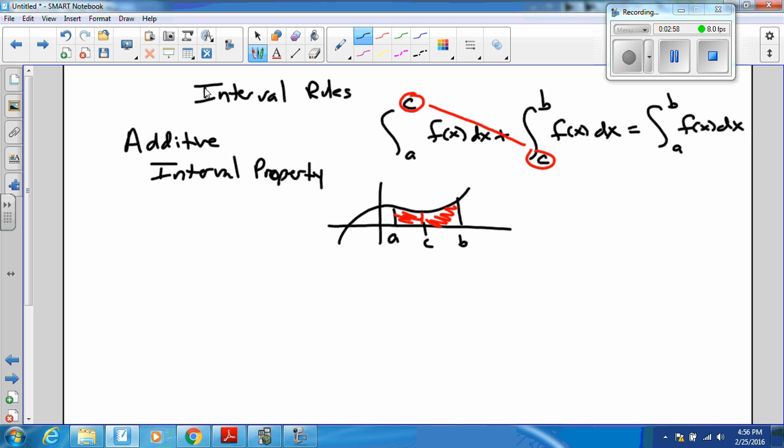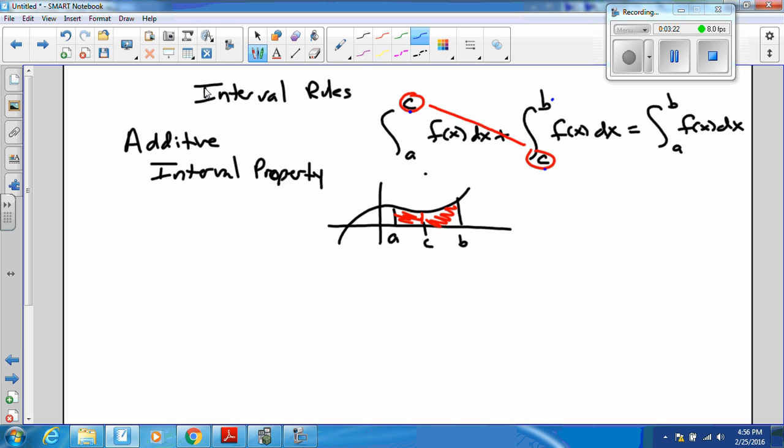And this works both ways. So if I have an integral from a to b and I need to split it up into two pieces for some reason, then I can use the additive interval property to do that. The caution that I gave to you is to make sure that your two intervals are exactly adjoining each other. I have to go from a to c and then directly from c to b.